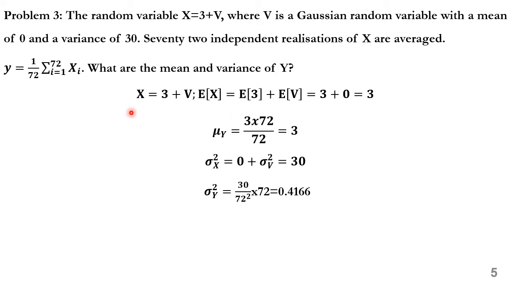So let us try to solve this. Given x equal to 3 plus v, that's written here. So let us take the expectation on both sides. So we have expectation of x. Applying the linearity property, we have expectation of 3 plus expectation of v. Expectation of 3 is a constant, so 3. Expectation of v, the mean of the Gaussian random variable, is given as 0, so therefore it is 0. So we get this equal to 3, that is equal to mu x.